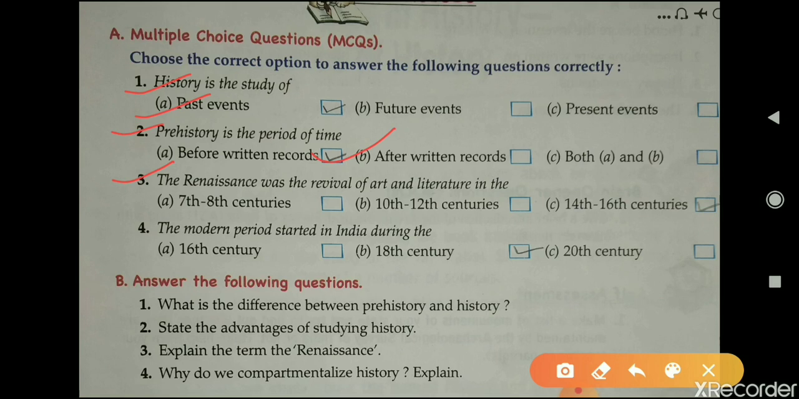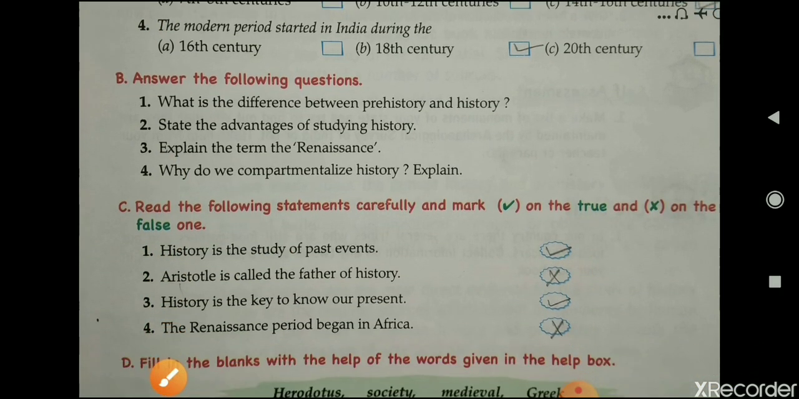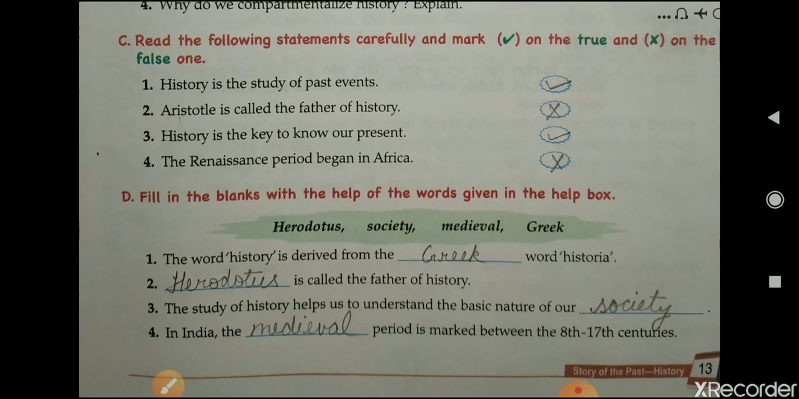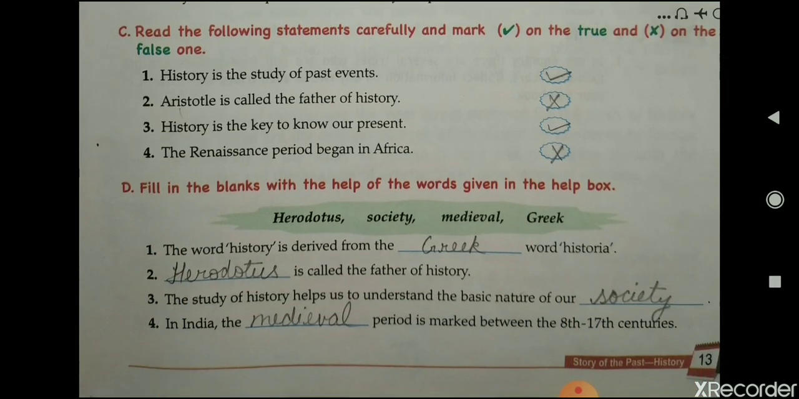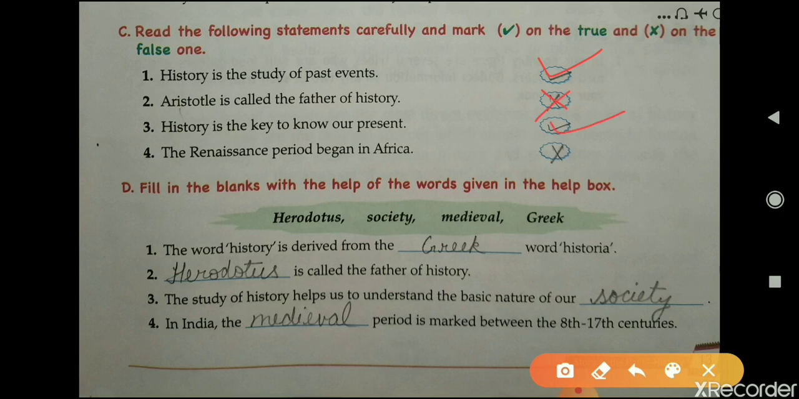Then third is, the Renaissance was the revival of art and literature in the 14th to 16th centuries. Then the modern period started in India during the 18th century. Okay. So today we will revise only the exercise part. Question answers we will revise in our next video. And now, true and false. History is a study of past events, so this is true. Then the second one is, Aristotle is called the father of history, that is wrong. History is a key to know our present, yes, this is correct. And the Renaissance period began in Africa, this is wrong because it began in Europe.